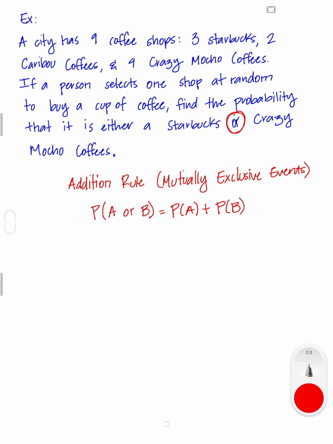So here we're going to be using addition rule 1, which is for mutually exclusive events, and it says P of A or B equals P of A plus P of B. Let's say that A is Starbucks, right? So the probability of a Starbucks or Crazy Mocha, I'm just going to put crazy, equals finding the probability of choosing a Starbucks plus the probability of going to Crazy Mocha.